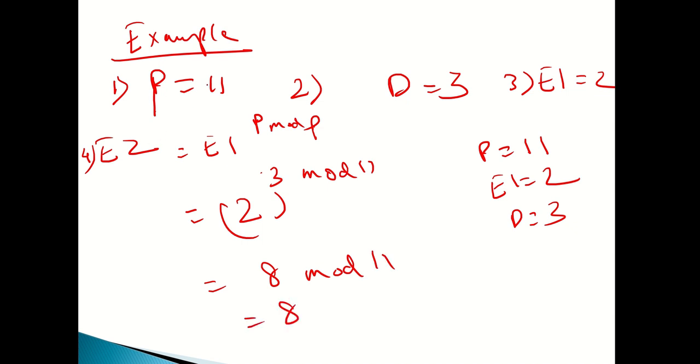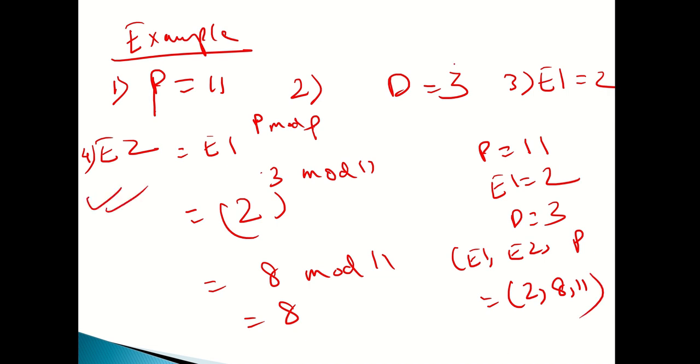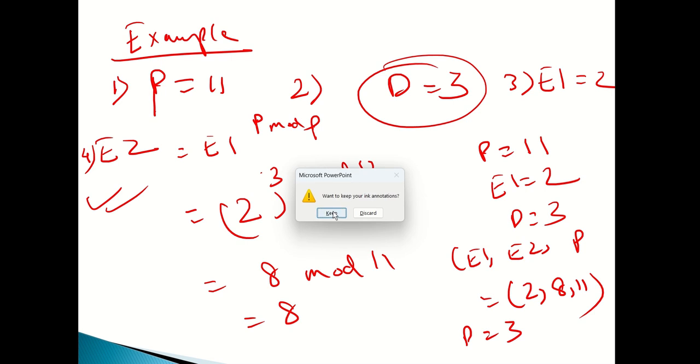So this is your E2 value. Now your public key, as the algorithm says, is E1, E2, P, which is equal to 2, 8, 11. This is the first step of your algorithm, key generation. And your private key D is equal to 3. These are the two things we have found out in key generation.